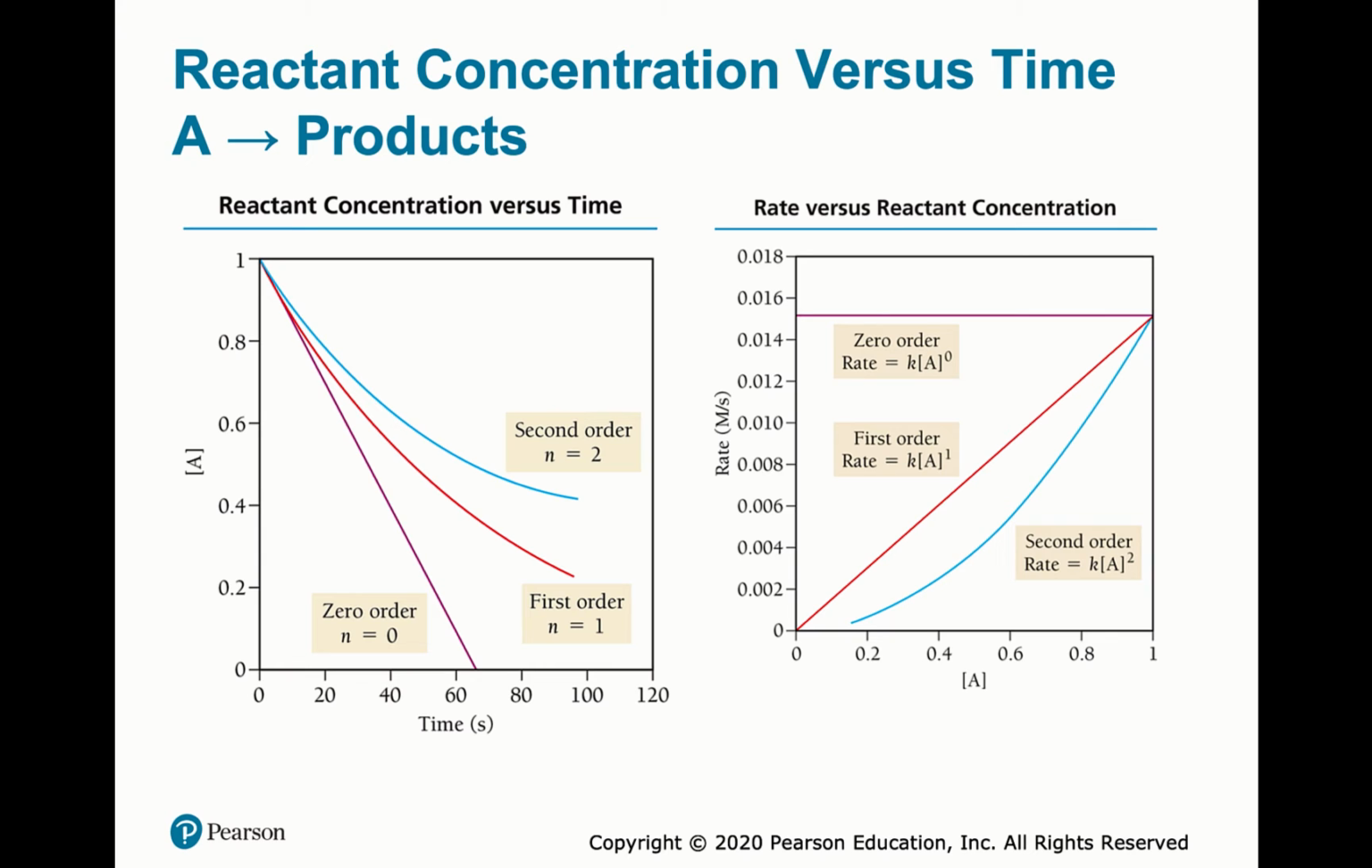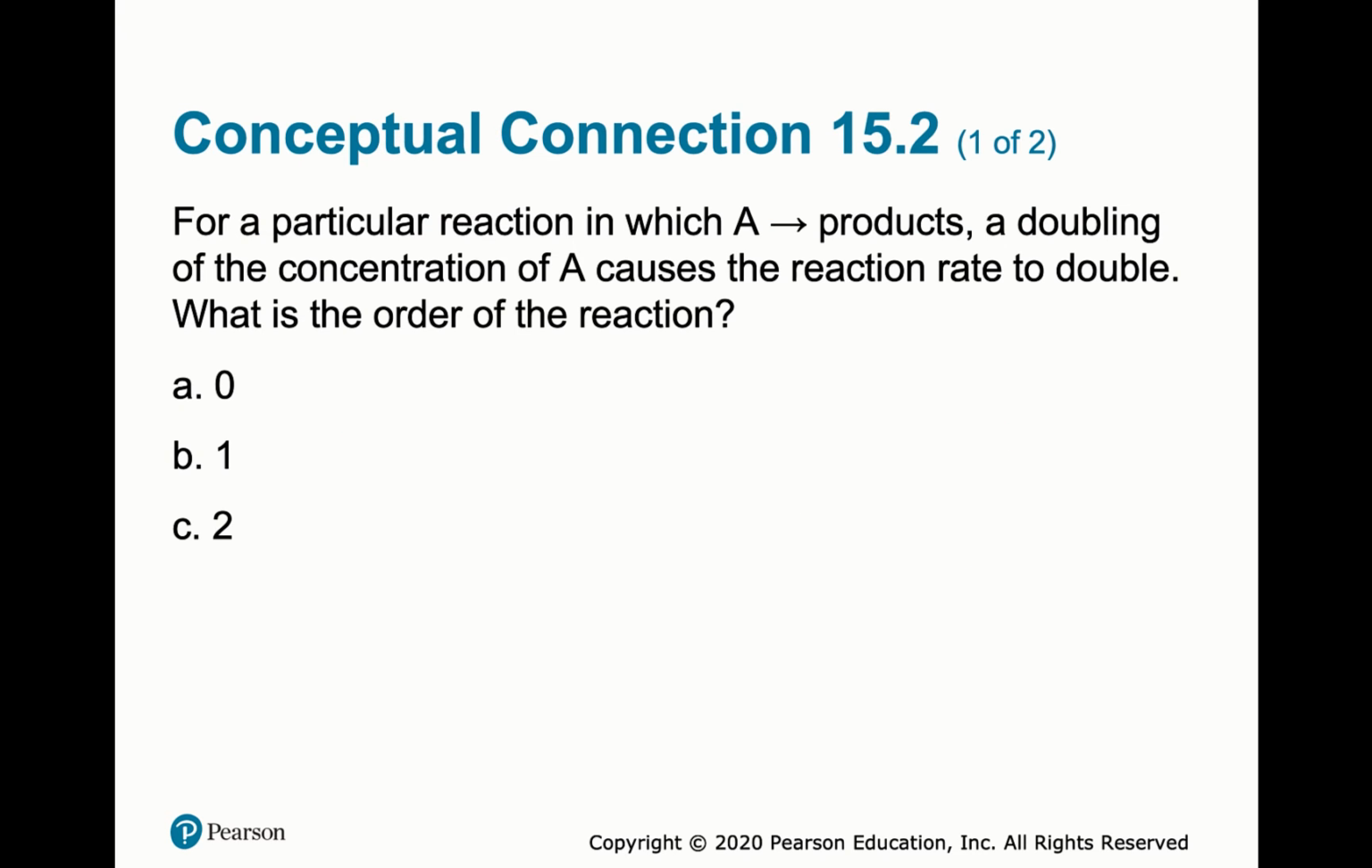And then you look at the rate versus the reactant concentration. So, calculus folks, this is the derivative: the rate, or the first derivative, on the y-axis, and concentration on the x-axis. Zero order, you get a constant horizontal line. First order, you have a linear, and second order, you have a quadratic. So not surprising if you study calculus.